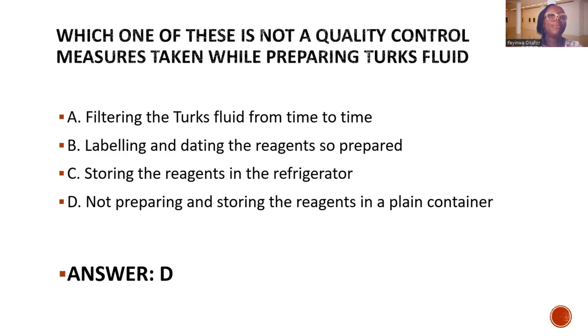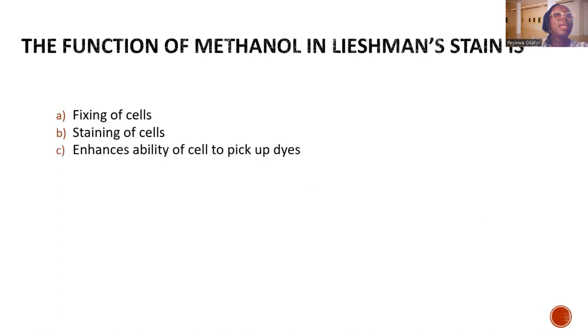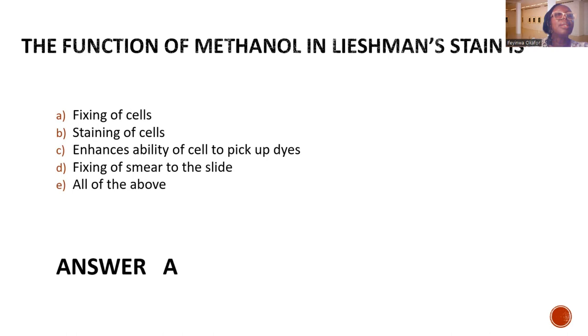The function of methanol in Leishman's stain is fixing of cells, staining of cells, enhances the ability of cells to pick up dyes, fixing of smear to the slides, or all of the above. Answer is A, fixing of cells. The function of methanol in Leishman's stain is fixing of cells.